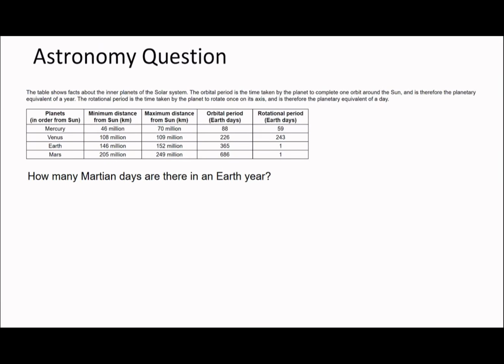Let's keep going. How many Martian days are there in an Earth year? In an Earth year, there are of course 365 days. This question is actually easier than it looks, because if you look here, a Martian day is exactly the same as an Earth day. So it's basically saying how many Earth days are there in an Earth year, which is just 365 divided by 1, which is 365. If that number was any different, like 2, then you'd just do 365 divided by 2, and so on.